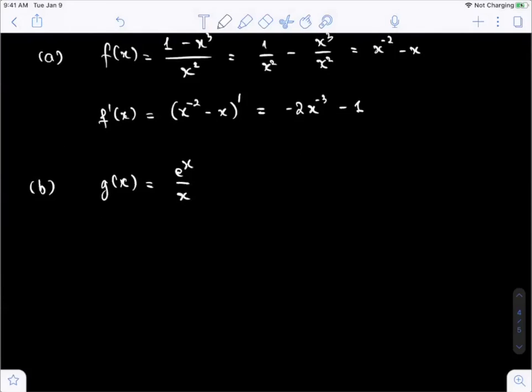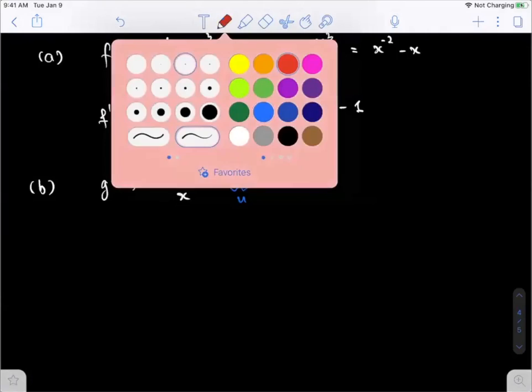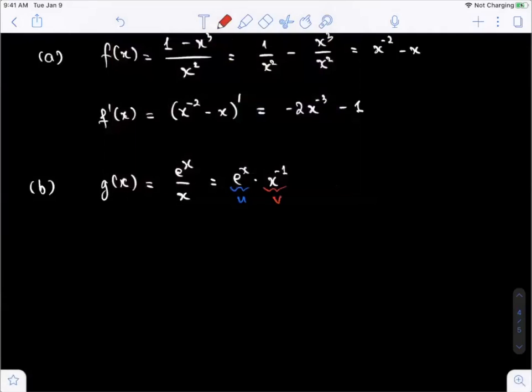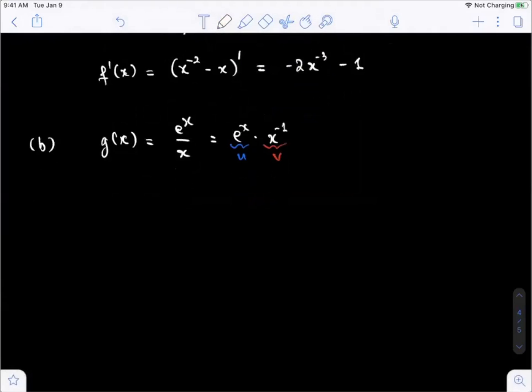u is equal to e to the x and v is equal to x. But it's not necessary for you to use the quotient rule here. You can turn this into a product and use the product rule. For instance, I can change this into e to the x times x to the -1. I identify e to the x as u and x to the -1 as v, and I can use the product rule to differentiate this.